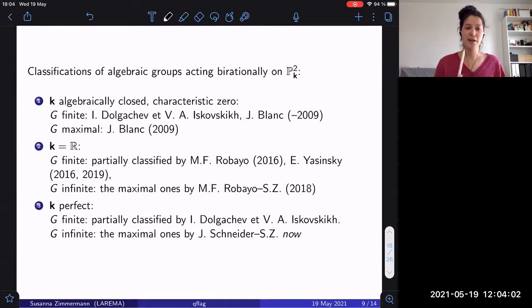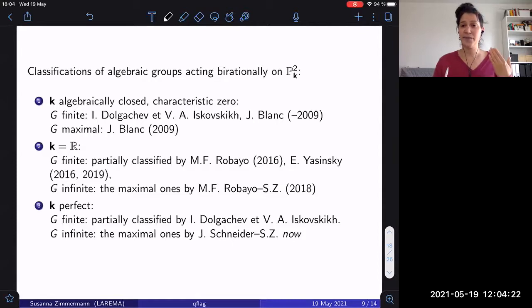And then over an arbitrary perfect field, there is again a partial classification for the finite groups, this time by Dolgachev and Iskovskikh. And for the infinite ones, that's what I would like to present to you now. It's a collaboration with Julia Schneider.